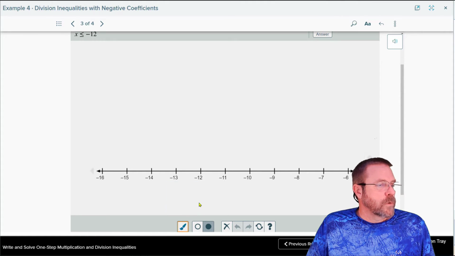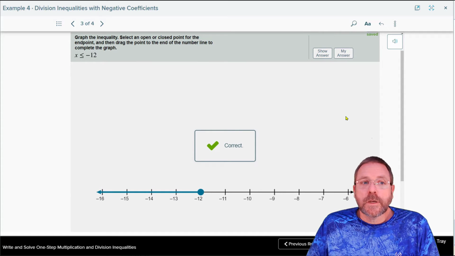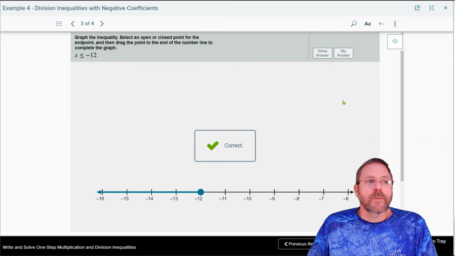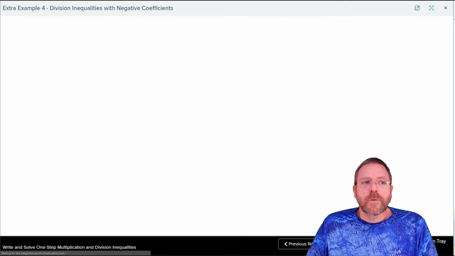Let's get a nice shade of blue here. And we're going to take in at the negative 12, x is less than or equal to, so it's going to go that way. And my answer checks. There is nothing at all to working these problems. And that means you need to work one as well to show me you understand it.